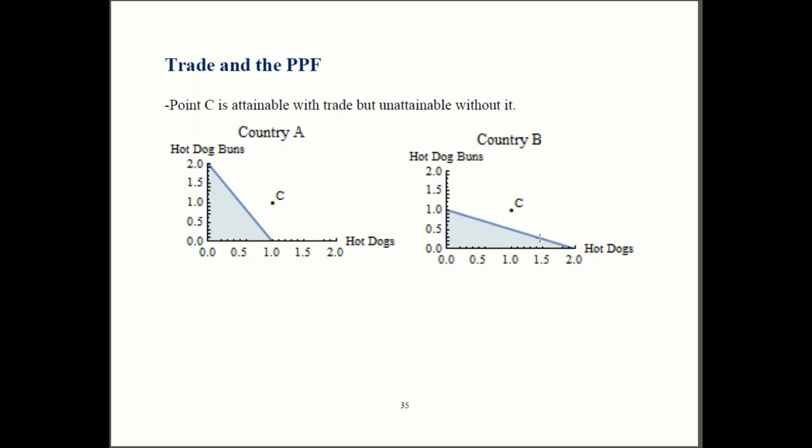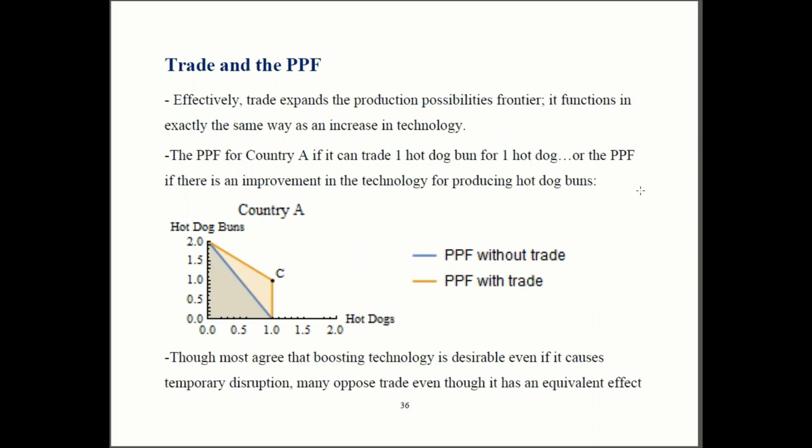The same was true in country B. Their PPF was down here, and this point, 1 hot dog bun, was also out of their reach when there was no trade. So trade effectively expands your PPF, just like technology expands your PPF. So actually trade and technology have the same effect. They both expand PPFs. So if you think that technology is a good thing, even though it might cause some temporary disruption and loss of jobs, helps everyone in the long run, trade is the same thing, so you should share the same feelings about trade.